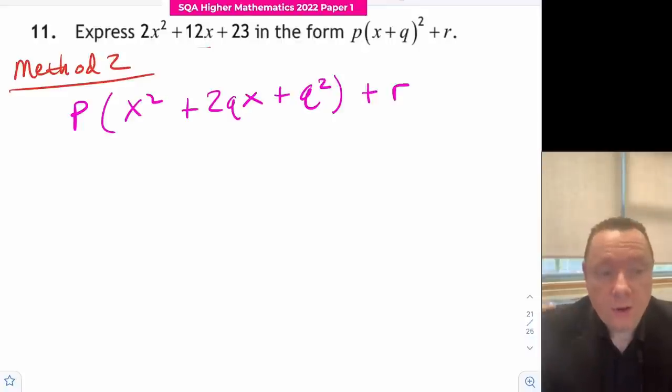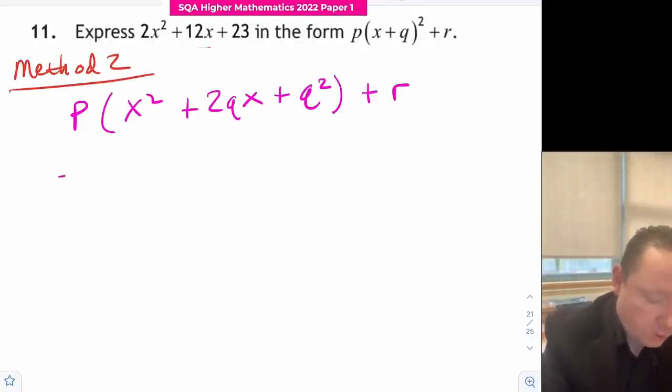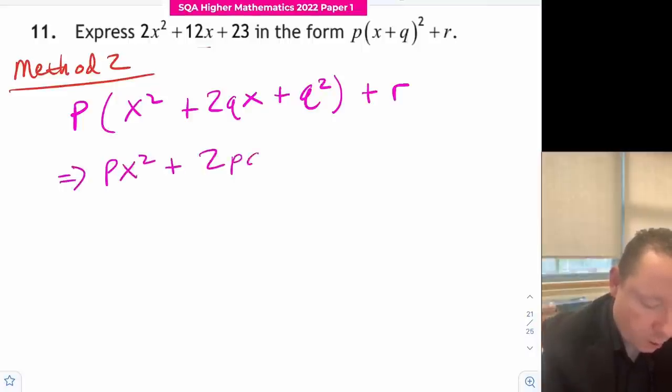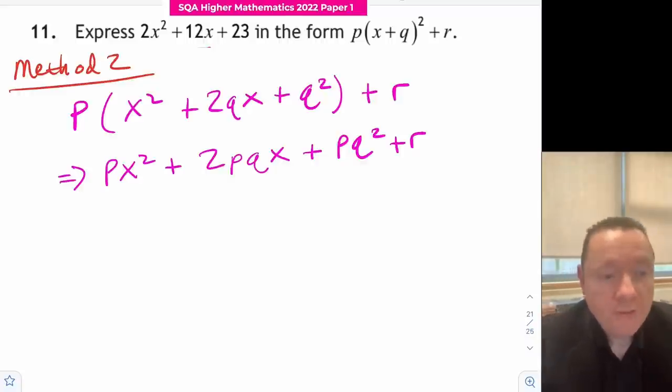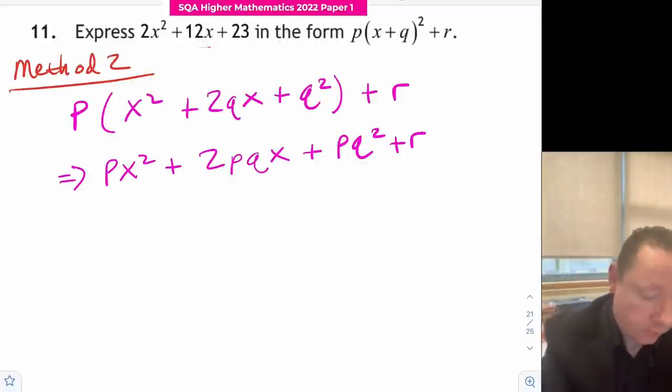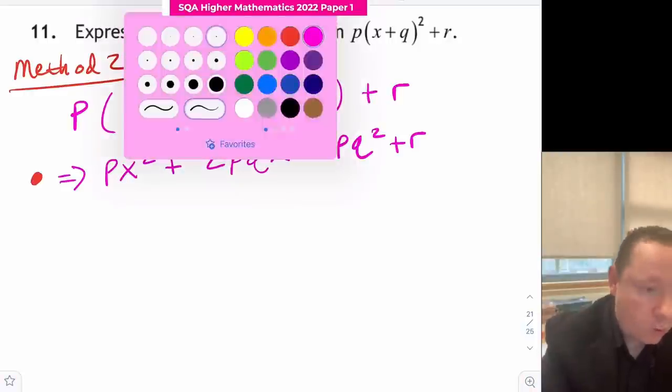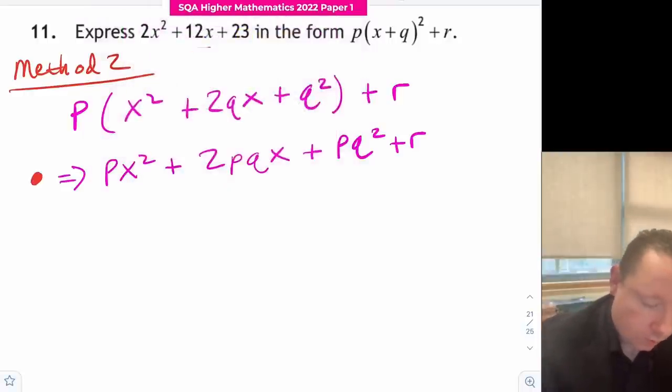Following that through a little bit, I get px squared plus 2pqx plus pq squared plus r. If you got that far, you get a mark at this stage for this method, and then equating the terms. So this obviously equals 2x squared plus 12x plus 23.